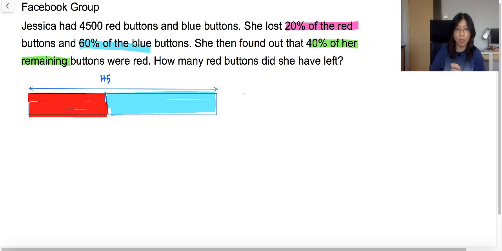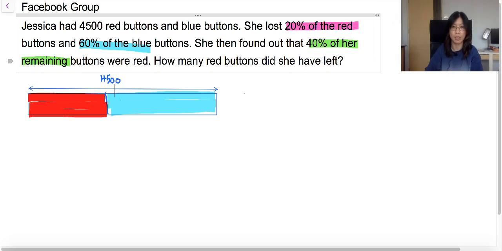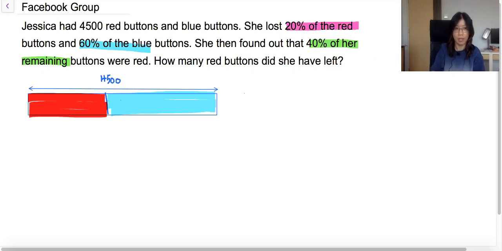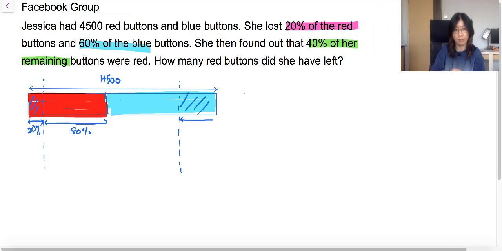What's next is that we are adding on the various percentages. So 20% of the red, I'm going to cut this part here, and that is the 20% of the red. Then the remaining must be 80% of the red, right? Do the same for the blue. The blue was 60%, 60% of the blue, so this must be the remaining 40%. Not very proportionate, but it doesn't matter.